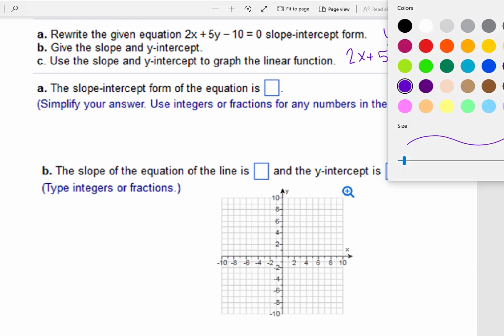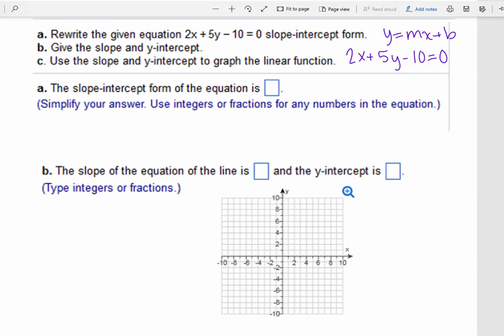We said that y is isolated on the left side, so I'm going to subtract 2x, and then I'm going to add 10. That'll zero it out, but if I did it on one side of the equation, I have to do it on the other. So now I'm left with 5y = -2x + 10.